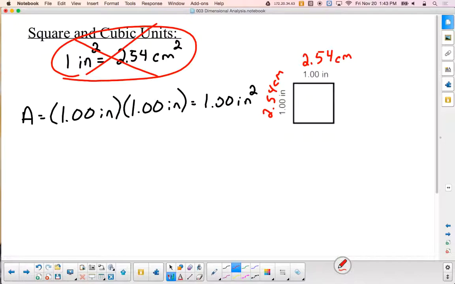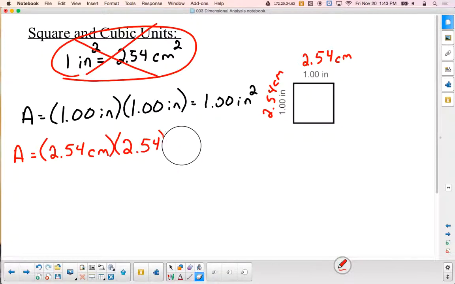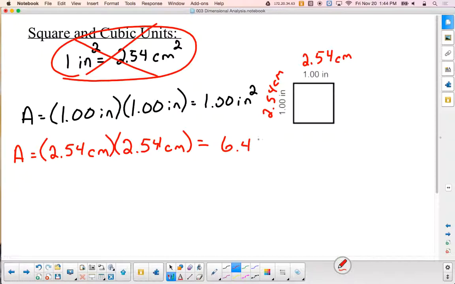Our European friend doesn't actually want us to change the size of our square, they just want us to change the way that we measure our square. And they would like to calculate the area by doing 2.54 centimeters times 2.54 centimeters and getting some kind of a number. Our European friends say that our square has an area of 6.45 square centimeters.